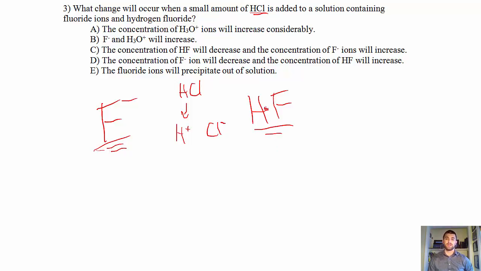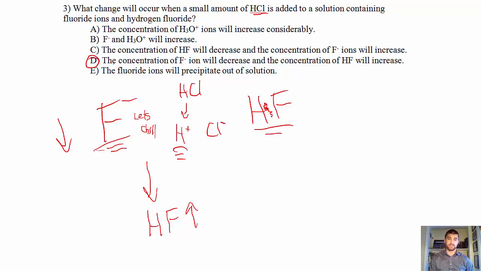So it likes to hold on to hydrogens, which is why it's weak. It doesn't give off hydrogens that well. So you start pumping in more H pluses, and this fluoride ion is going to be like, yo, hey, let's hang out. So you're going to make more HF. So HF is going to increase and the amount of fluoride ion is going to decrease. And if we take a look, I believe choice D says that. Concentration of F minus ion will decrease, then HF will increase. All right, bada bing, bada boom.